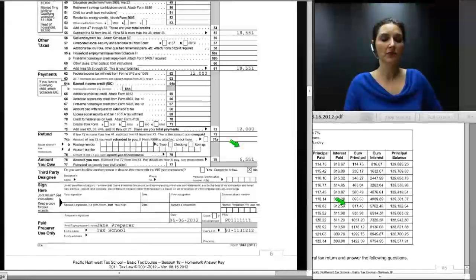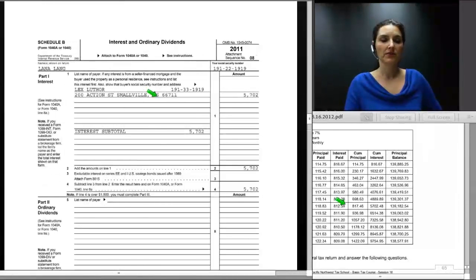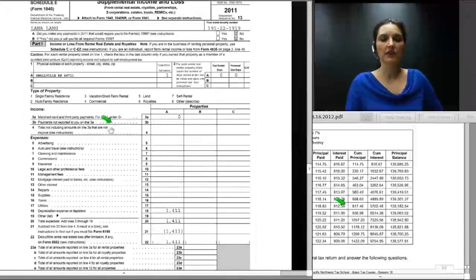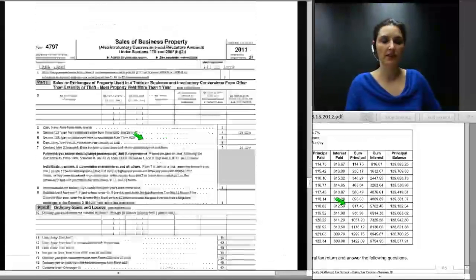And let's take a look at the other forms that were a part of this assignment. Firstly, her Schedule A, you can see her only deduction is $9,000. That was her total itemized deductions. Her Schedule B again. Her Schedule E. And on the Schedule E, we've entered the address of the property. We've entered the only expense for the property is $1,411 of current depreciation. That $1,411 carried to the 1040 and was entered on line 17.